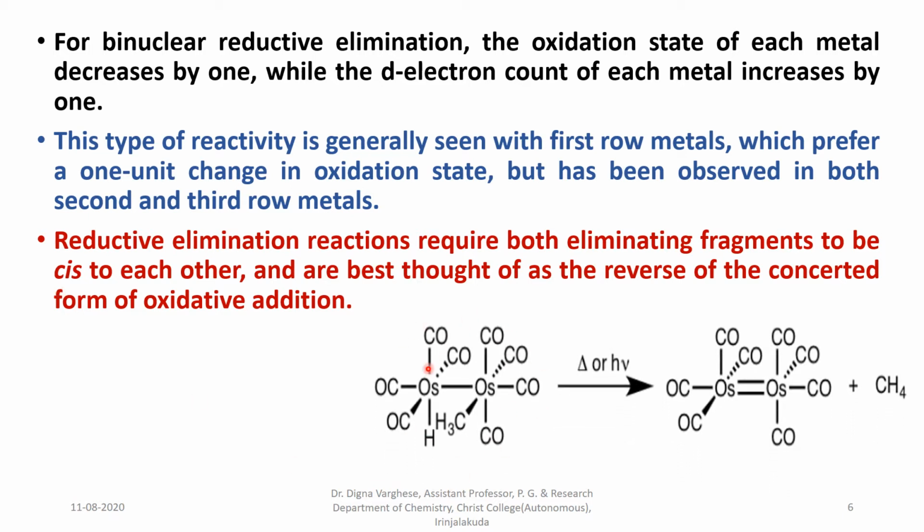For example, here is a binuclear complex, a metal carbonyl with 2 osmium metal atoms, so it is binuclear. The eliminating groups are CH3 and hydrogen, which are in the cis position. The energy is applied thermally or photochemically to this system. Reductive elimination happens by the elimination of methane from this, and here the oxidation state of each osmium metal decreased by 1 unit.